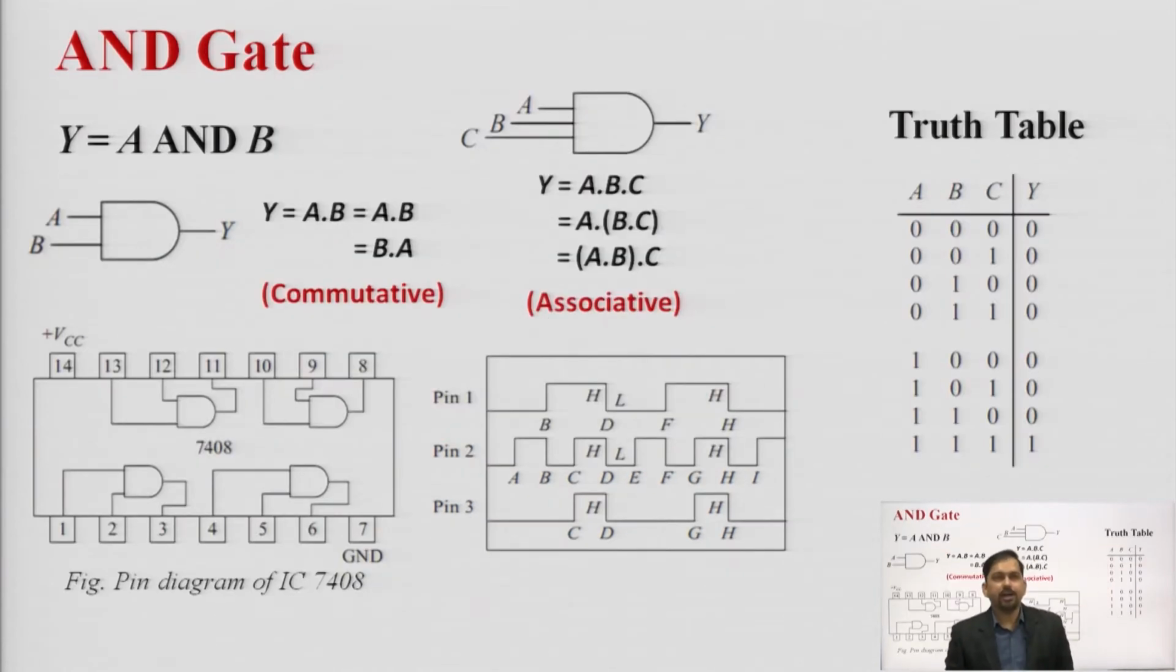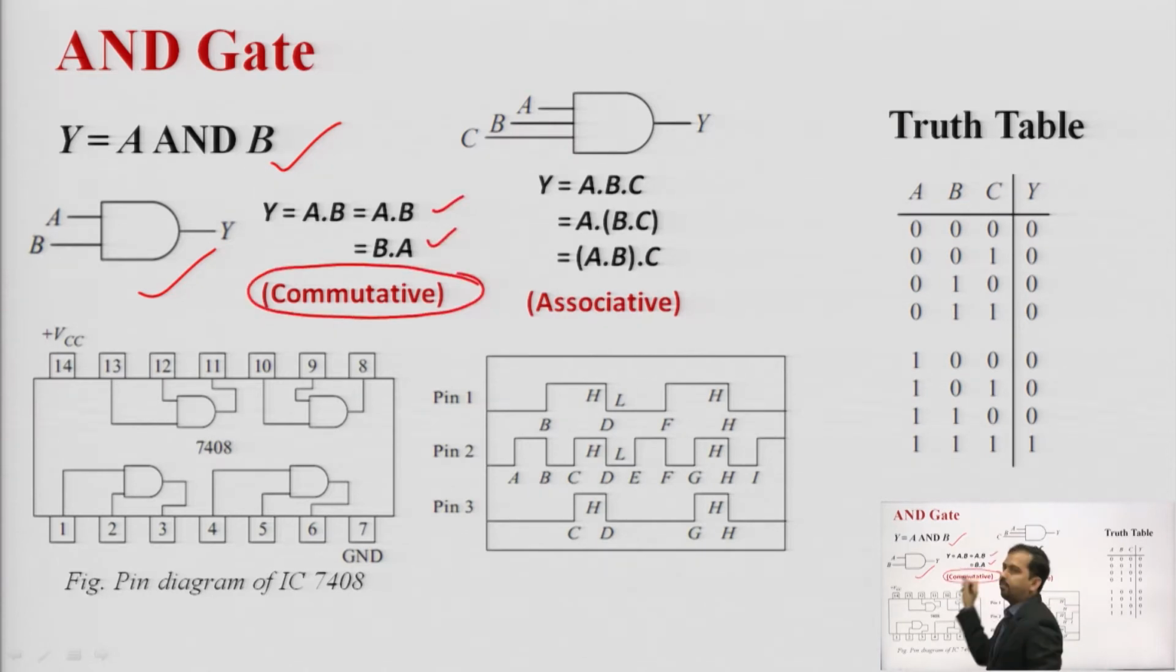After that we have the AND gate. So AND operation, y equal to A and B. The symbolic representation for AND gate is this one. So y equal to AB, which is equal to BA also, and this law is known as the commutative law. We will see in Boolean what are the laws. So commutative law, A dot B is equal to B dot A, and the IC number for AND gate is 7408.